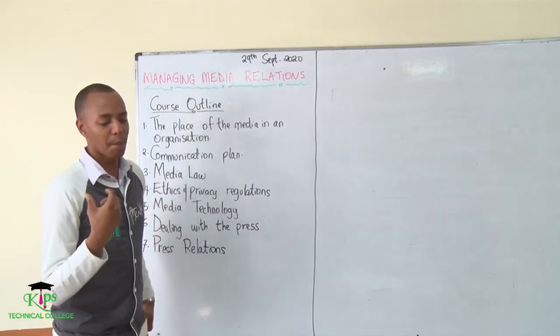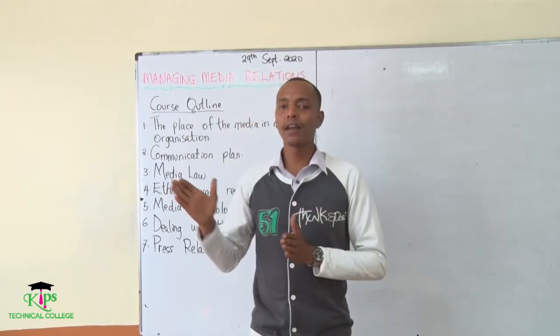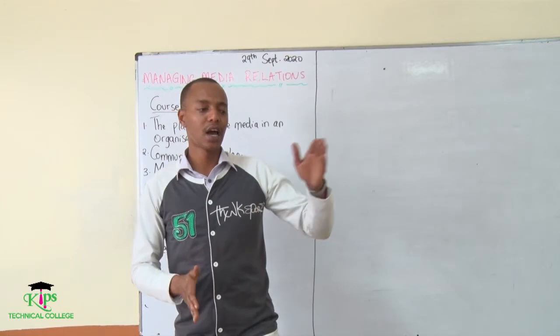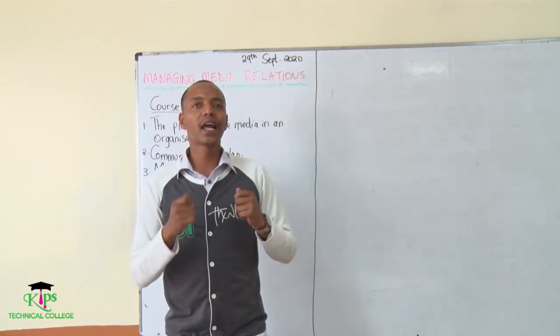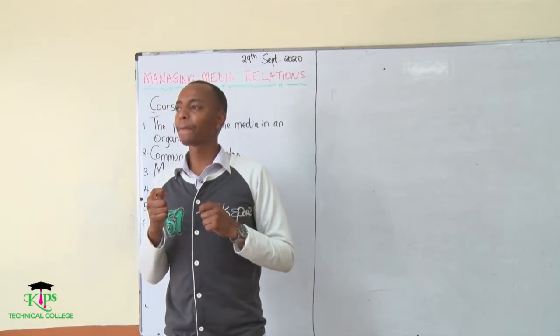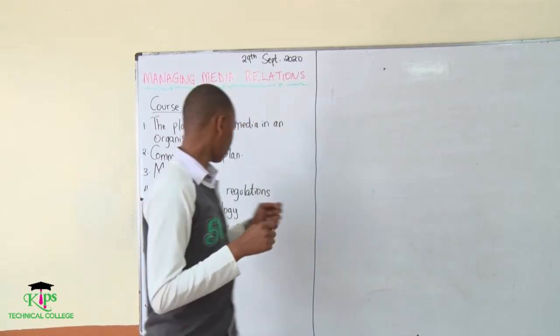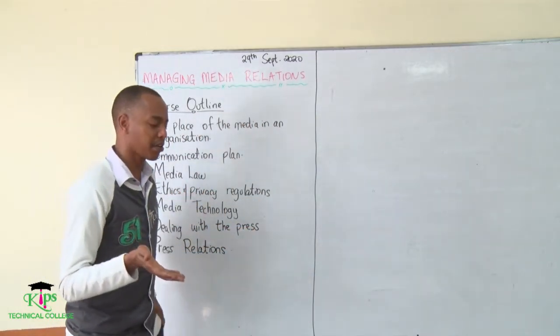Then we'll talk about media law. Now remember that the laws that govern the media industry are very different from the laws that govern maybe the company industry, because there are things like libel, and people could sue you for privacy and so on. And that's actually the fourth topic, where you're talking about ethics and privacy regulations.